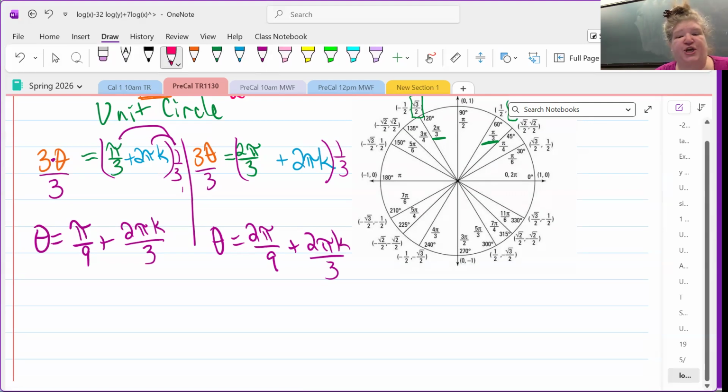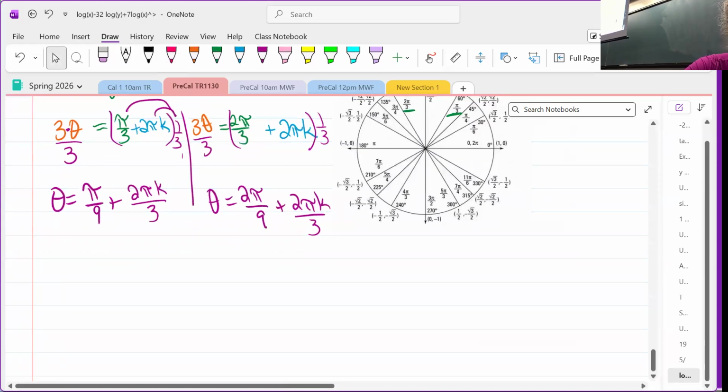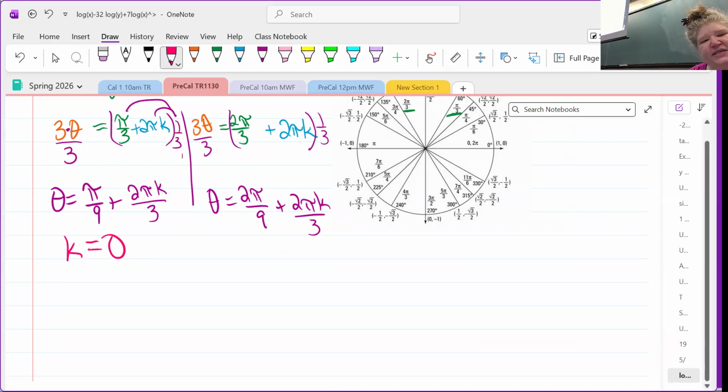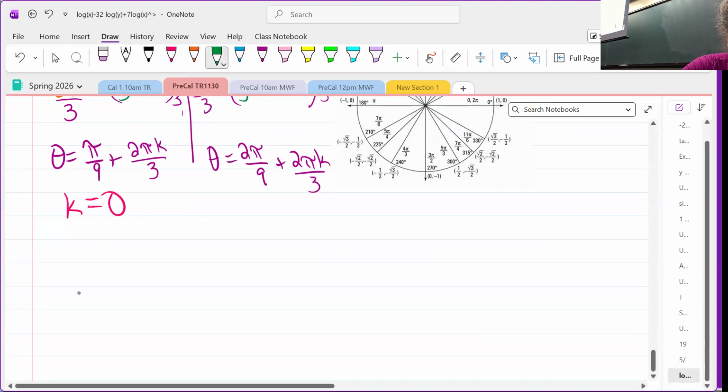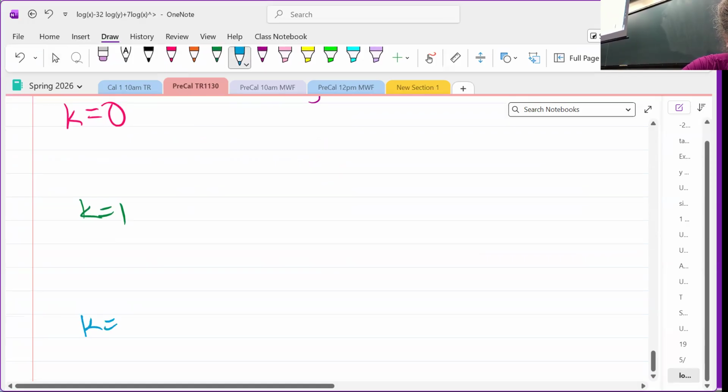So that is our general solution. But that is not the list of solutions from 0 to 2 pi. To generate that list of solutions, I need to use k values. The k values I always start with are k equals 0. And I only need to use as many k values as there were being multiplied to theta. So since it was 3 theta, I'm going to use 3 k values: k equals 0, k equals 1, and k equals 2.